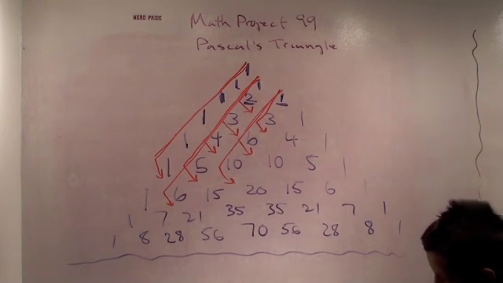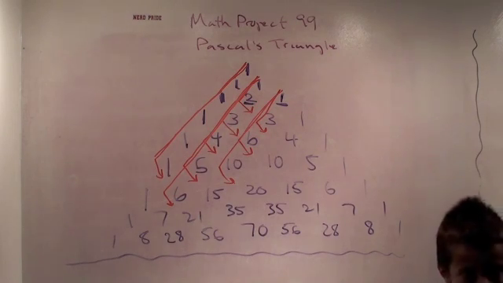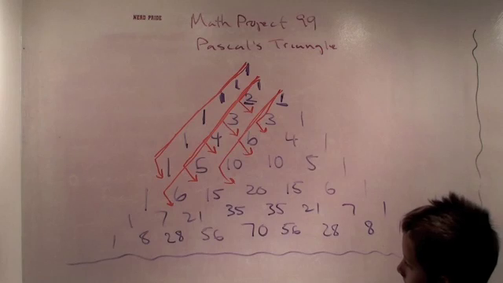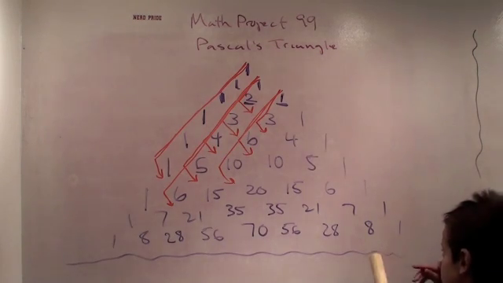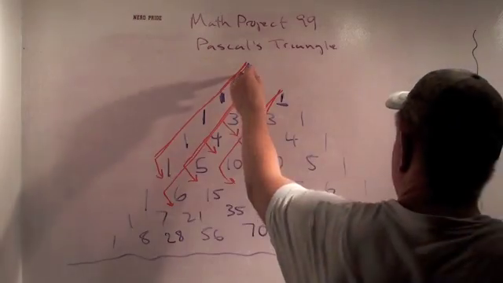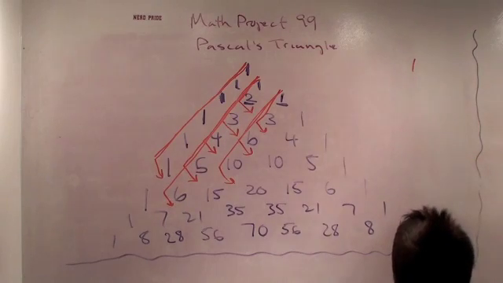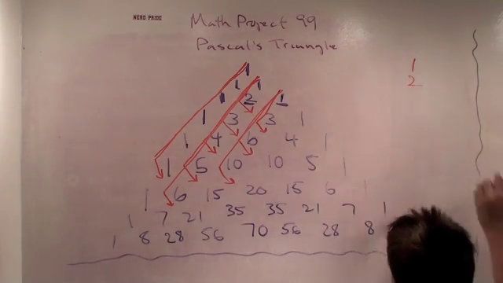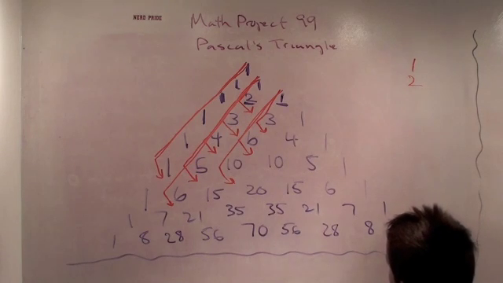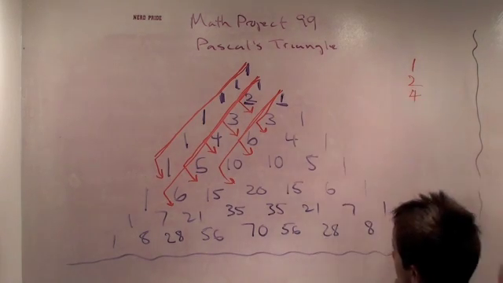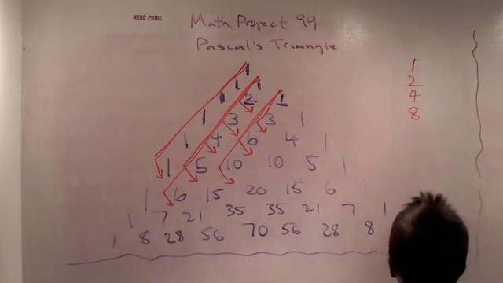And, oh, I know one we haven't talked about. Why don't you add up the rows? So, this first row, what do the numbers in that row add up to? 1. How about the second row? 2. And then 4. And then 8. It's always double the number.